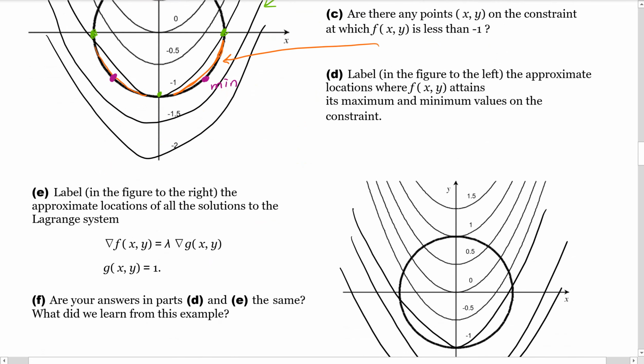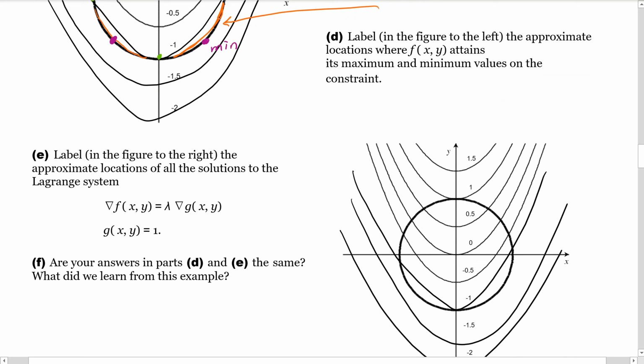Now label in the figure to the right the approximate location of our solutions to the Lagrange system. We say this is the maximum and this is the minimum, so they would be the solutions to the Lagrange system, right? You can see the gradient of f is like here, the gradient of g is like there. Are your answers in part D and E the same?